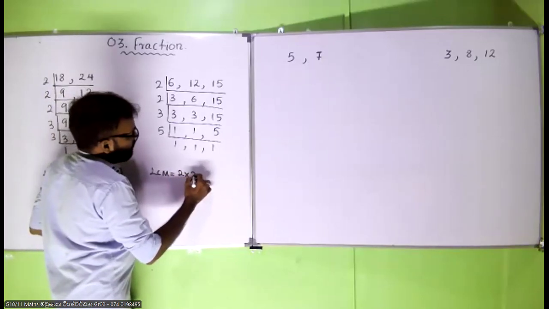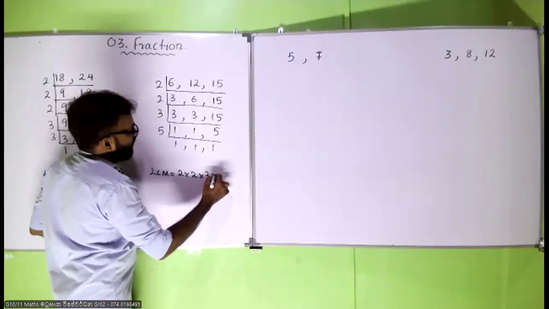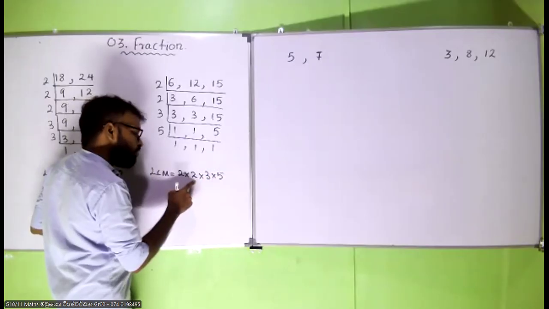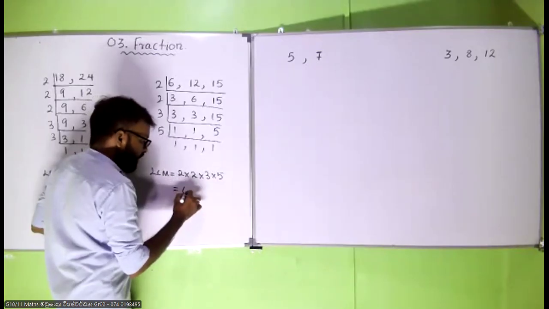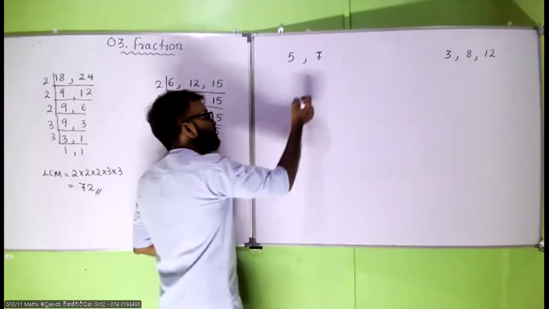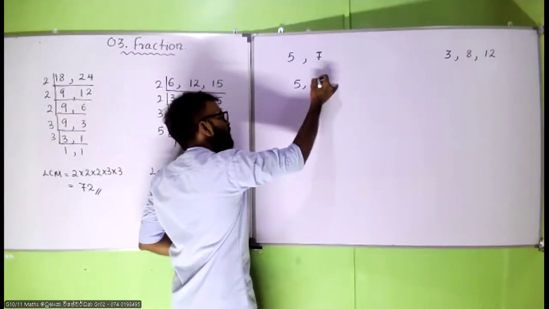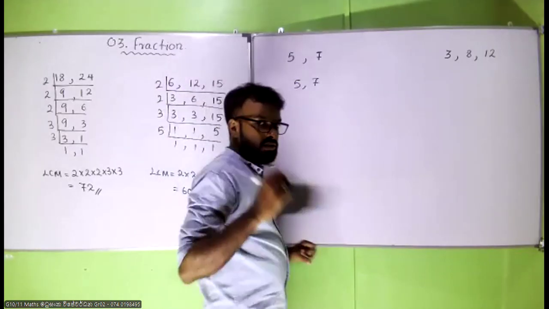2 times 3 times 5. 2 times 2 is 4, 4 times 3 is 12, 12 times 5 is 60. If you get this answer, your answer is correct. Next, 5 and 7 make a part easy. 5, 7. There is a shortcut for this one as well.